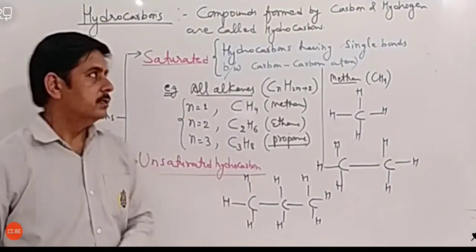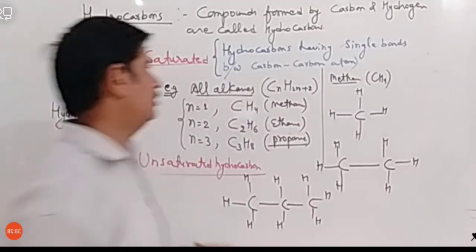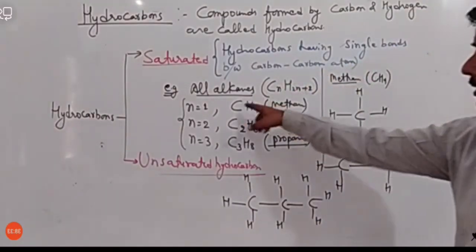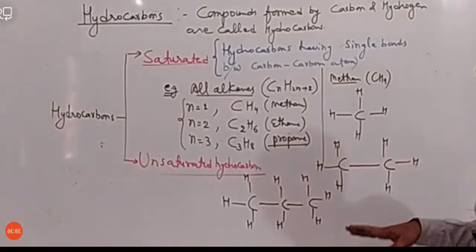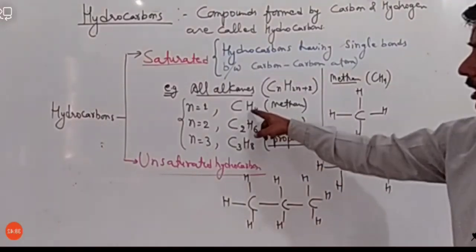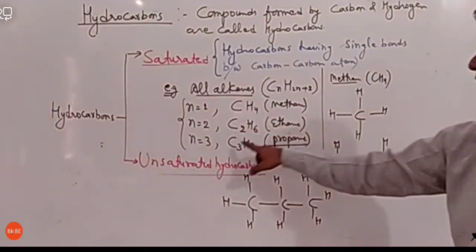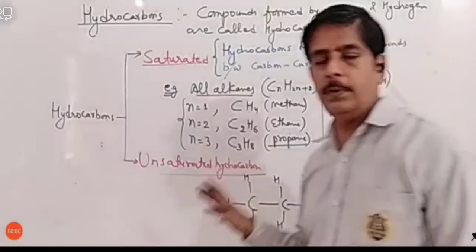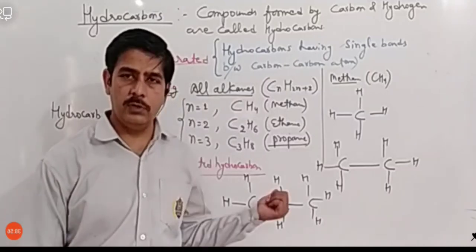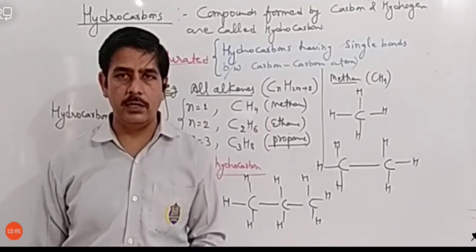So I think saturated hydrocarbon is clear to you all. Saturated hydrocarbons are those hydrocarbons which have single bonds between carbon and carbon atoms, and these are the examples. Alkanes are saturated hydrocarbons, and this is the common formula of alkanes. Having 1 carbon, it is methane; 2 carbons, ethane; 3 carbons, propane. But I will explain it in a better way tomorrow, because right now time is running out, and tomorrow we will take this topic again in detail, and you will easily understand it.